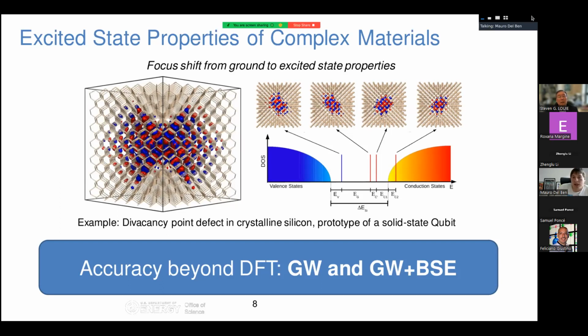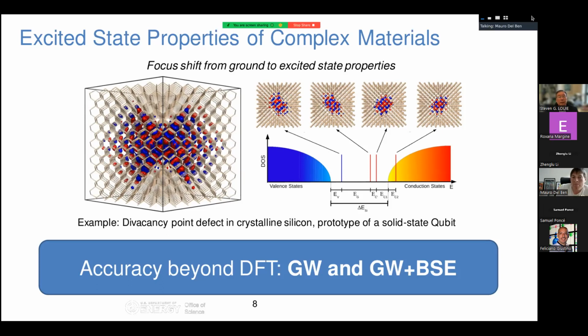Once you shift the focus from the ground state properties, which in this case means the blue part of the spectrum, to the excited state properties, which are of interest for complex materials, for example, you need to go beyond density functional theory and look to something based on many-body perturbation theory, like GW and GW plus Bethe-Salpeter equation. This kind of approach allows you to get an accurate description of the red part of the spectrum, the unoccupied part, which is related to the excited states phenomena of the material itself.